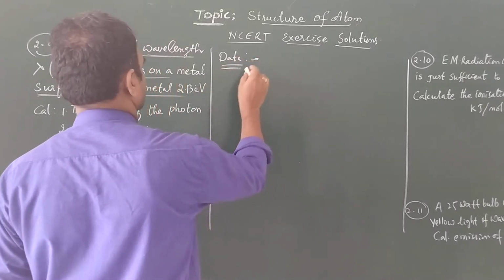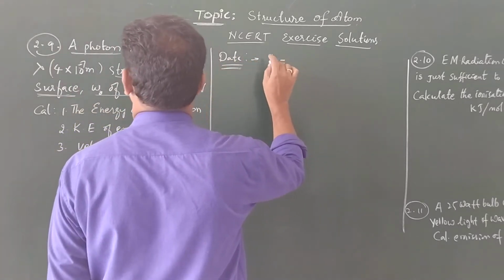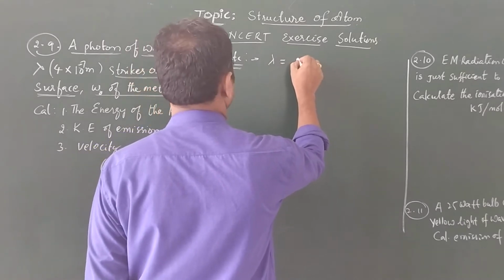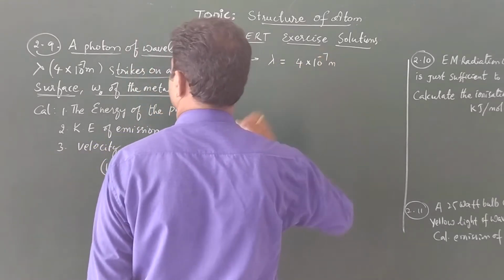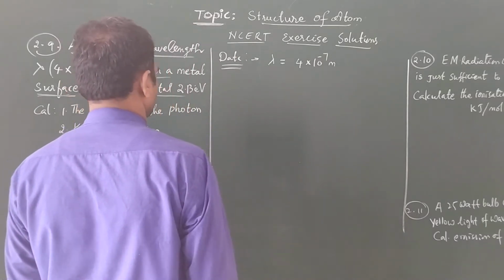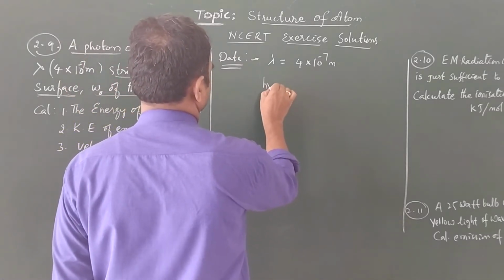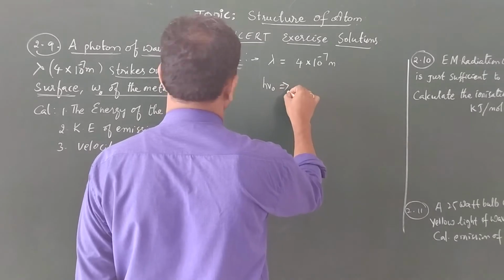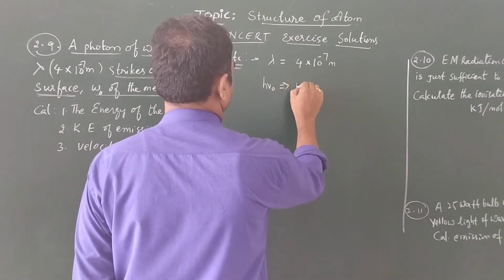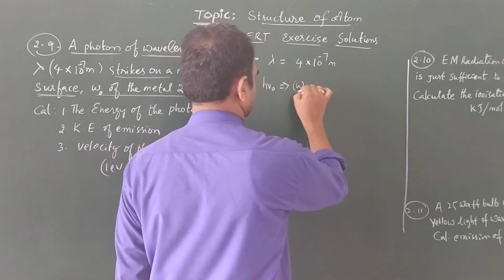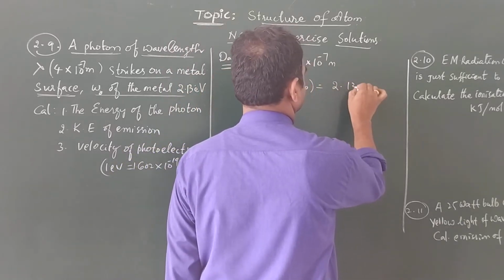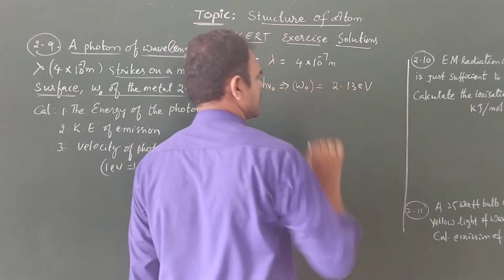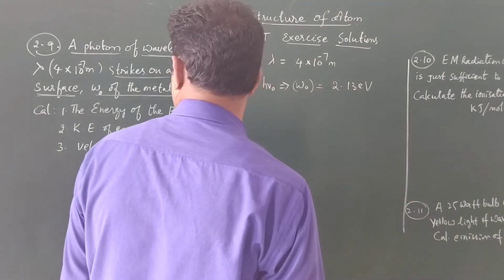The wavelength of the photon is given as 4 × 10^-7 meters, and the work function is also given, h nu naught. You can write the work function as W naught, which is 2.13 electron volts, given in terms of electron volts.